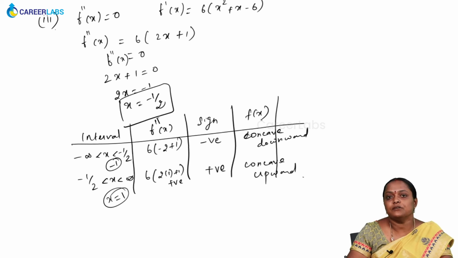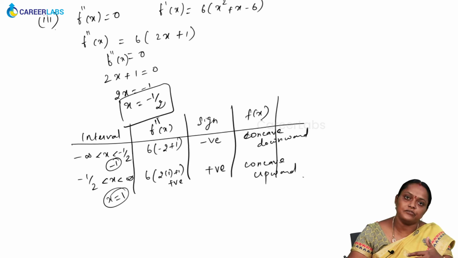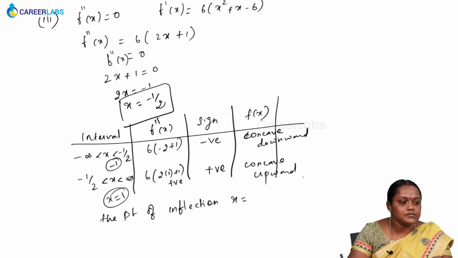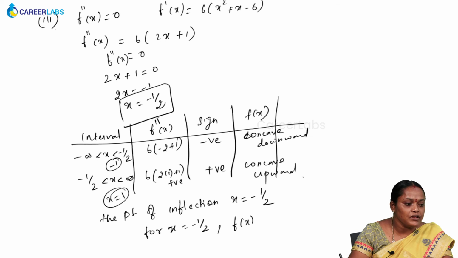Now we are supposed to find the point of inflection. Whenever there is a change from concave upward to concave downward, or from concave downward to concave upward, there will be a point of inflection. We can observe that at x equal to minus half, there is a change from downward to upward. Therefore, the point of inflection occurs at x equal to minus half. Therefore, we need to find the exact point. For x equal to minus half, we will substitute this in the original function f of x for finding the value of y.